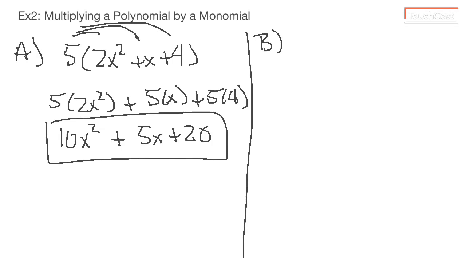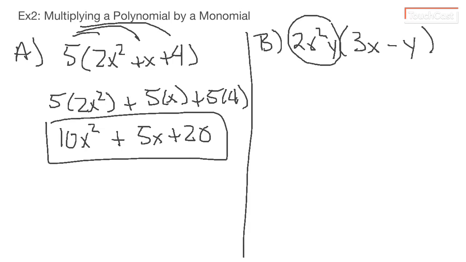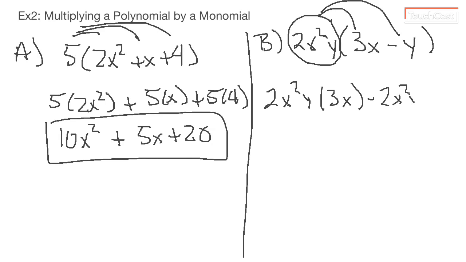We're going to take 2x squared y, and we're going to multiply it by 3x minus y. Now we're going to take everything on the outside of the parentheses. That's the entire thing, 2x squared y, and we're going to multiply it by 3x and by minus y. So we're going to write 2x squared y times 3x minus 2x squared y times y.